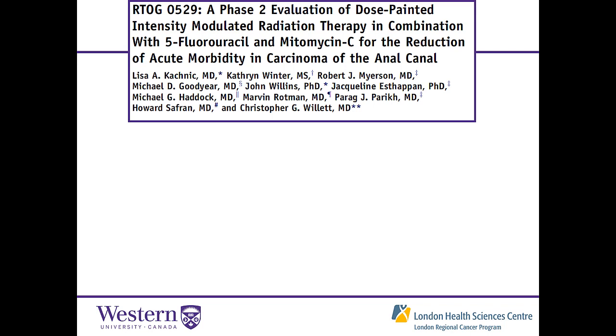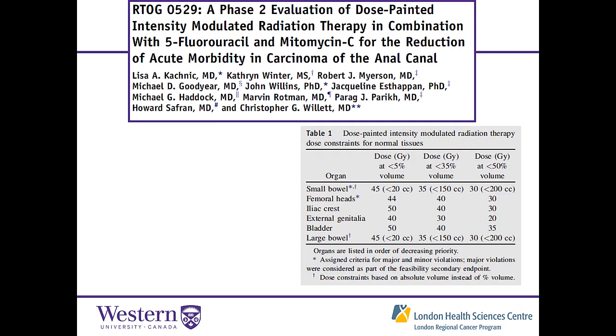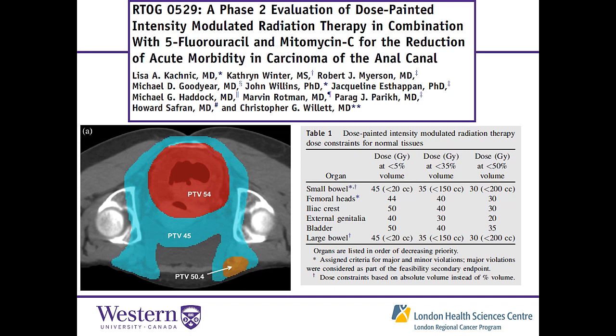We saw that in this trial, RTOG 0529, where IMRT was investigated for treating anal canal cancers. Treating physicians had to submit plans before their patients started treatment, and as part of the planning, they had to delineate normal structures like the small bowel, the femoral heads, and the iliac crests. And you can see an example plan here showing the areas to receive 54 gray, 45 gray, and 50.4 gray.